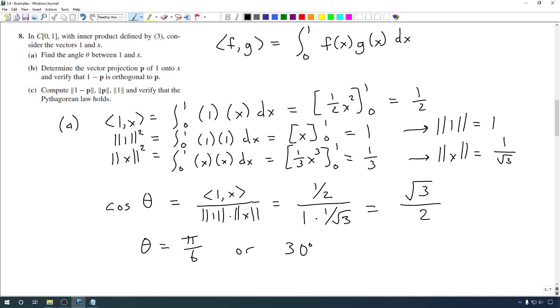Finally, on part C, we're going to go ahead and compute the norm of 1 minus p, p, and we already have 1. Remember that is just 1. And we're going to verify the Pythagorean law for that. So we'll do that on this page, remembering that p is 3/2 x, 1 minus p is 1 minus 3/2 x, and I guess we'll go ahead and write this, even though it shouldn't be too hard to remember that one.